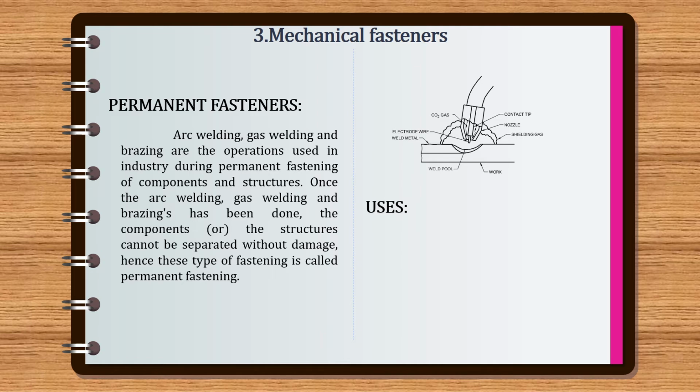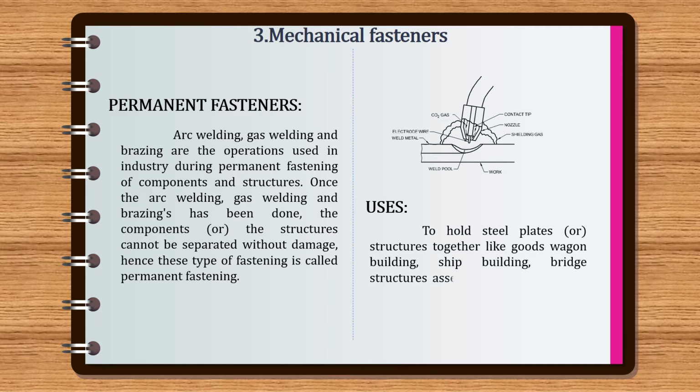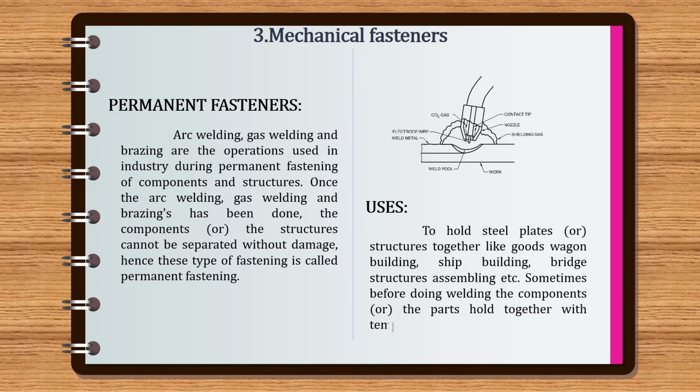And the uses of permanent fasteners are to hold steel plates or structures together, like in goods wagon building, shipbuilding, bridge structure assembling, etc. Sometimes, before welding, the components or parts are held together with temporary fasteners like bolts, nuts, screws, rivets, etc.